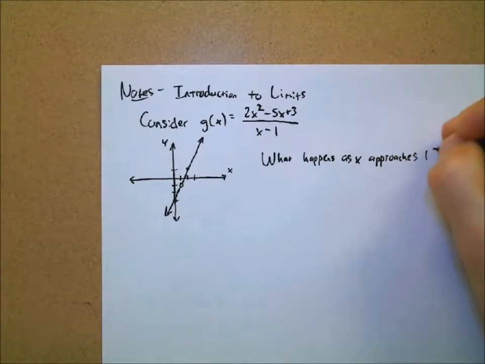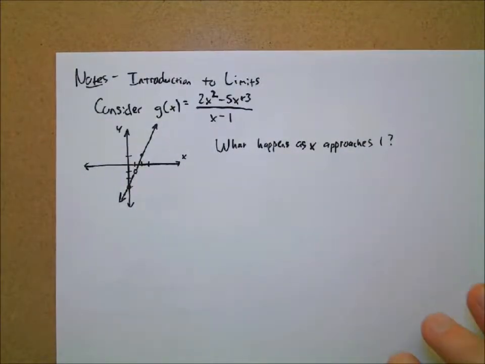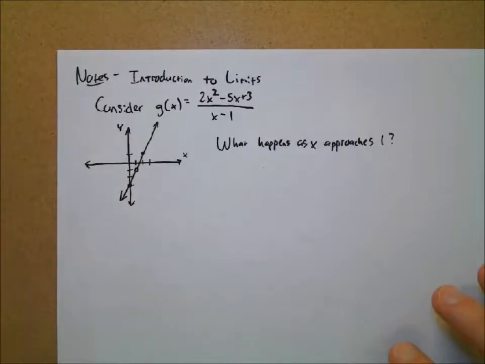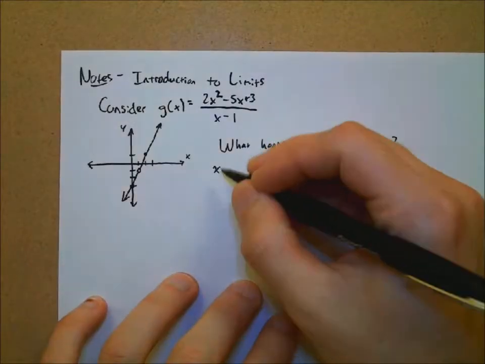Okay, so, oops, I'm off the screen. There we go. Okay, what happens as x approaches 1? So that's what we're going to do, because we know at 1 there's a problem, right? But maybe we can just try and get close to 1 and see if we can come up with some more information here. And so we'll do that via a table.